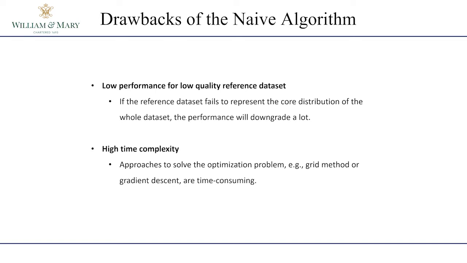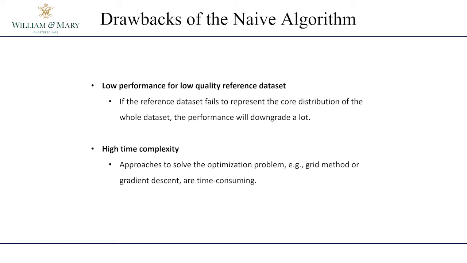However, for this naive algorithm, there are two shortcomings. First, the performance of this naive algorithm really depends on the quality of the reference dataset. If the reference dataset fails to represent the core distribution of the whole dataset, the performance will degrade a lot.